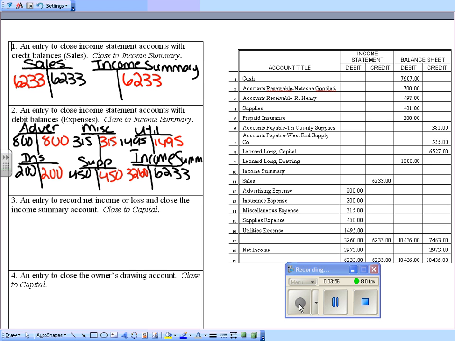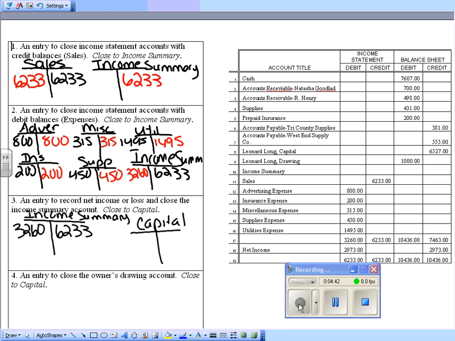Okay, our third closing entry is going to be an entry to record the net income or loss and to close the income summary account. So what we're going to do is look at the income summary account and what we have currently in the income summary. And we're going to close this to capital. So we're going to look at our first 2 closing entries. On our first closing entry, we had a credit of 6233. And on our second closing entry, we had a debit of 3,260.